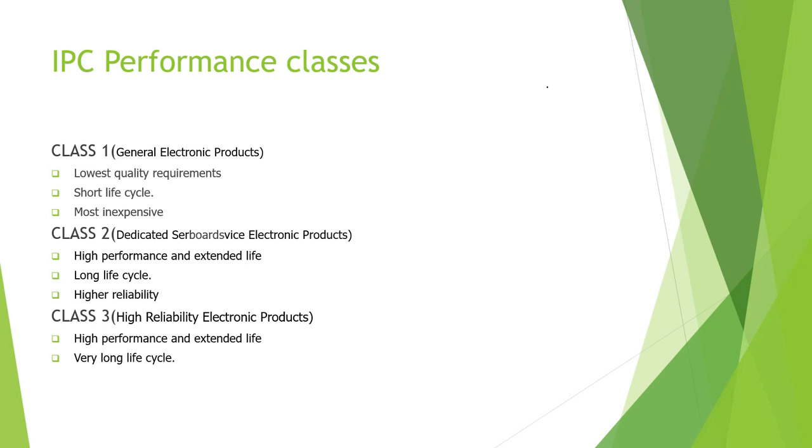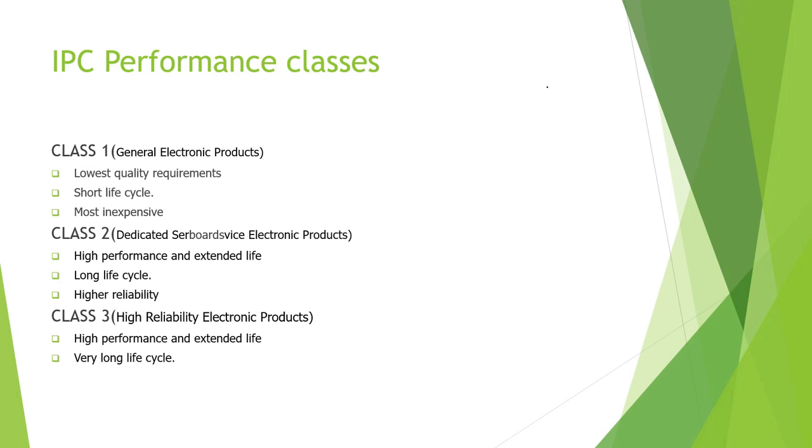Another one is the class 2 product. It's complex, a dedicated service electronic product. It has high performance and extended life, a long life cycle, and higher reliability. Better performance PCBs come under class 2, and high reliability is also provided.